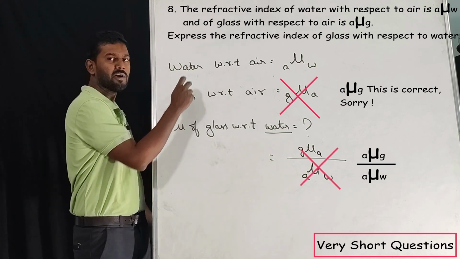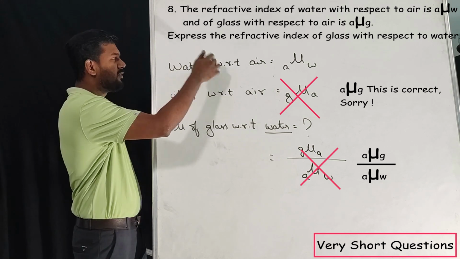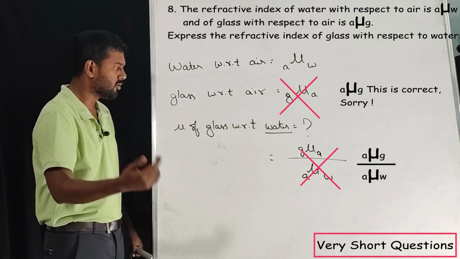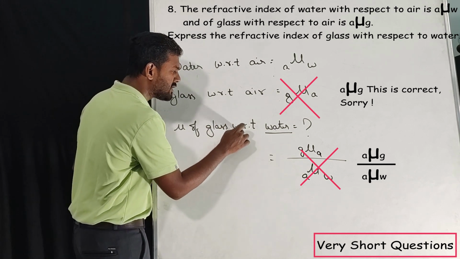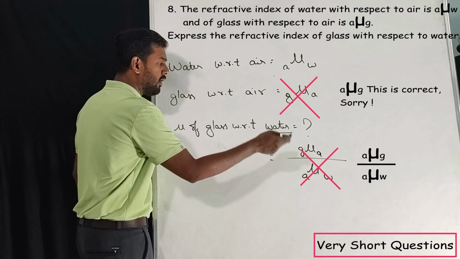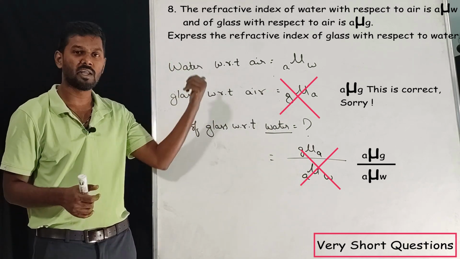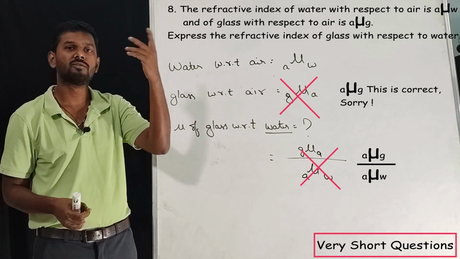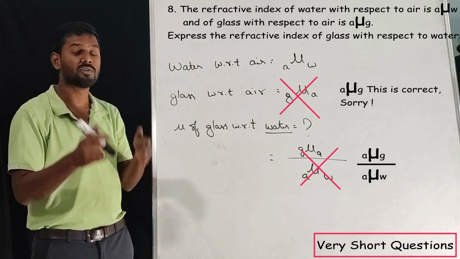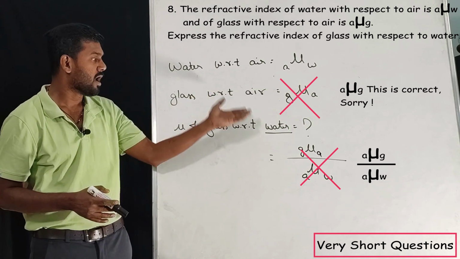Instead of giving the refractive index, if they have given the speed of light in water with respect to air, then with respect to what is there? Water speed will go to the numerator and the remaining value will go to the denominator. This is the difference between whether the refractive index of two mediums is given or the speed of light in two mediums is given. That is what we have learnt in the concept video. That is why I always suggest first watch the concept video, then you will understand how to solve these kinds of questions.